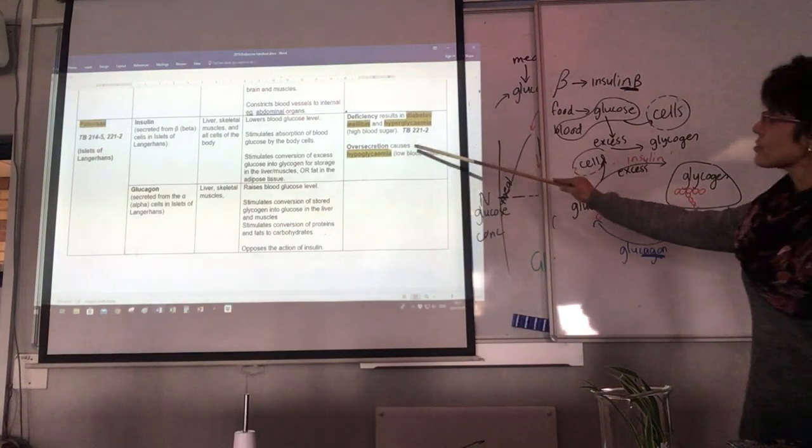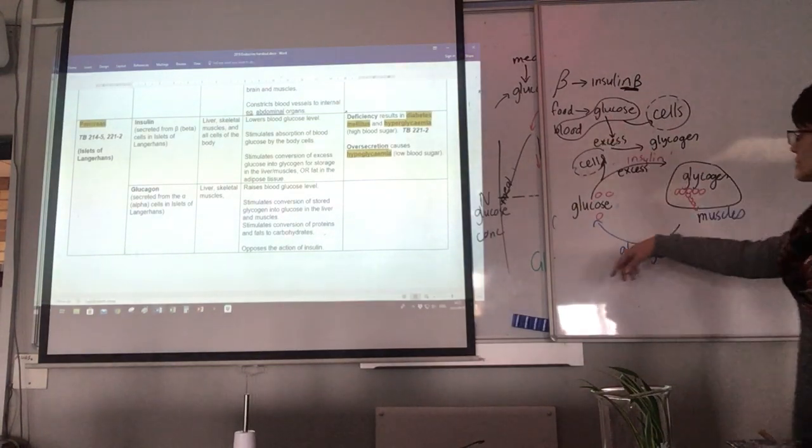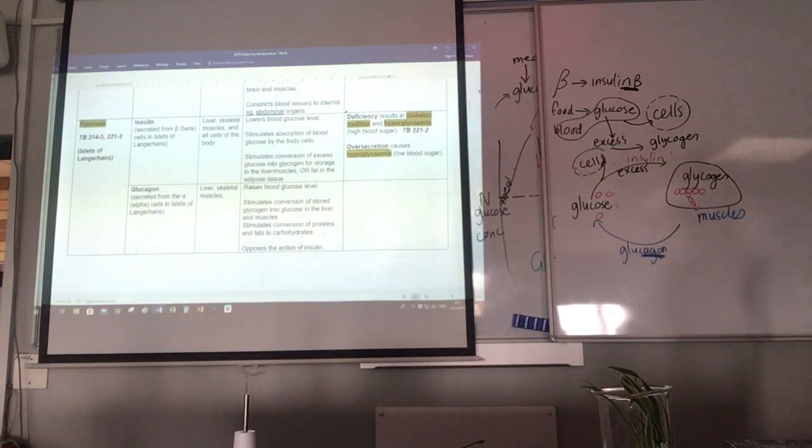All right, an oversecretion of insulin causes hypoglycemia because then too much glucose is going into the cells and too much is being stored as glycogen. Okay, so that also could be a problem, but not as much of a problem as diabetes mellitus.